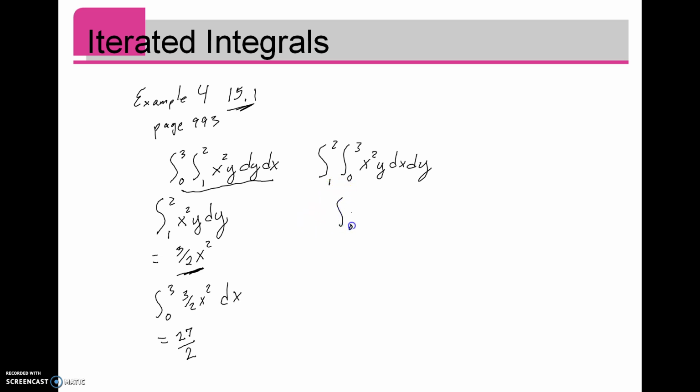So in this case, and again, we're just looking at example 4. We integrate from 0 to 3, x squared y dx, right? And we end up with 9y. All right. And then we integrate from 1 to 2, 9y dy. And again, we get 27 over 2 in the end.